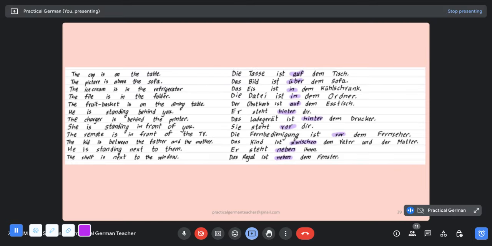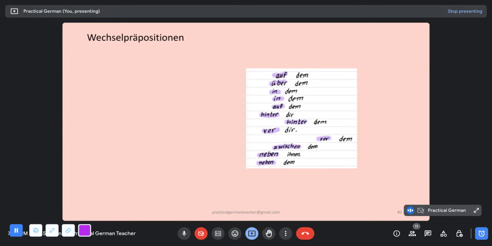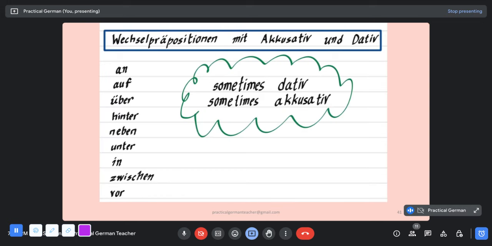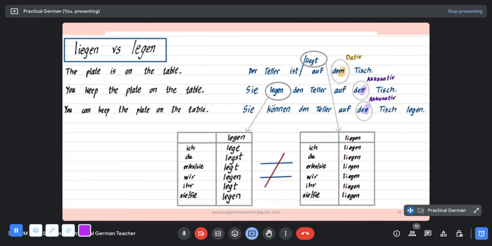Then we did the Wechselpräpositionen. We have auf, in, über, and we discussed when you can use them. They are sometimes accusative, sometimes dative. Then I told you whenever there is some kind of motion or movement involved, they will be accusative. When there is no motion or movement involved, when there is just position, then it will be dative.